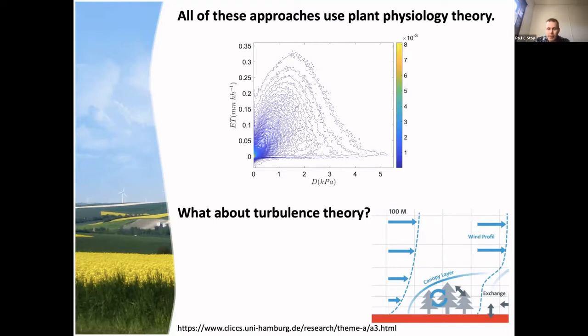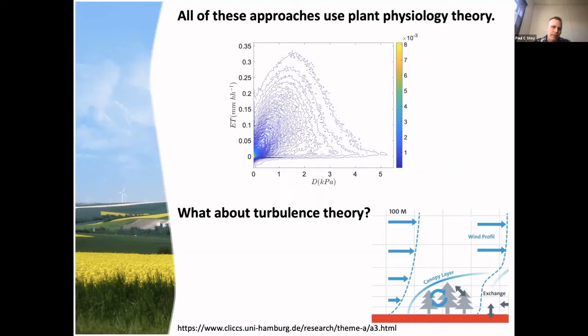And these are fantastic assumptions that have been demonstrated again and again at the leaf scale, at the canopy scale, et cetera. And you can see across, for example, the entire Fluxnet database, this is a two-dimensional kernel density estimate of the space where evapotranspiration can exist as a function of vapor pressure deficit. And you see that very strong constraint at high levels of VPD, where there just simply aren't any ET observations. Plants close their stomata, we know that.